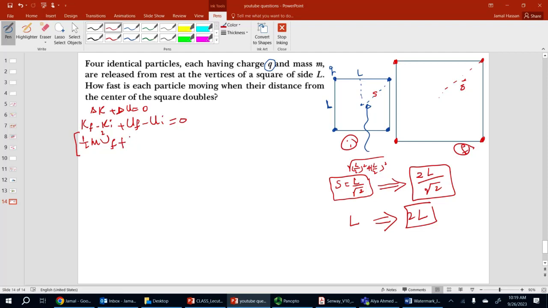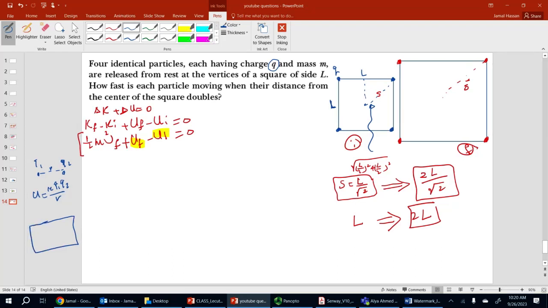So U final minus U initial equals 0. I need to explain what these terms are. These are the electric potential energy, right? First we need to understand, if you have 2 charges, Q1, Q2, what's the potential energy, the work needed to maintain these 2 charges next to each other at a distance r? Well, the potential energy is equal to K Q1 Q2 divided by r, right? But now you have 4 charges. So when you have 4 charges, you don't have one term. Actually, you have 6 terms. Let me explain.